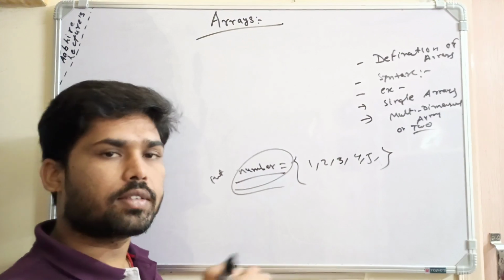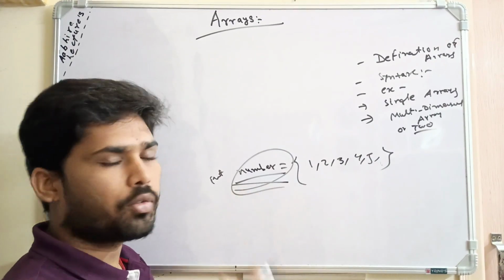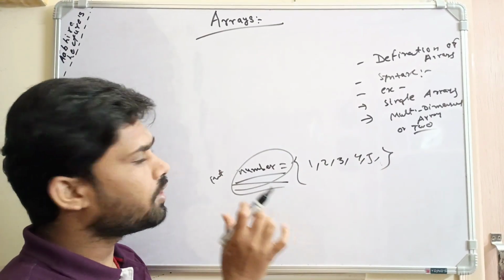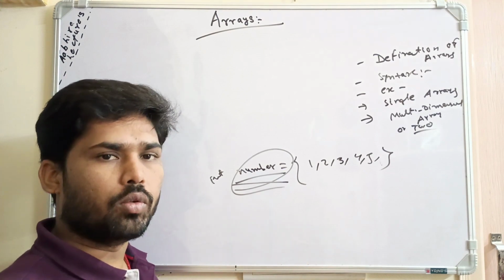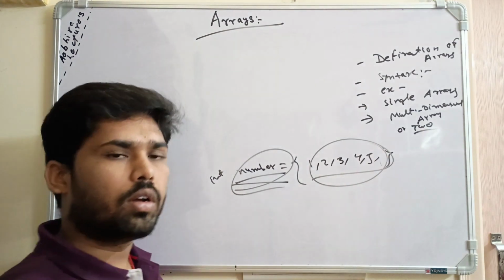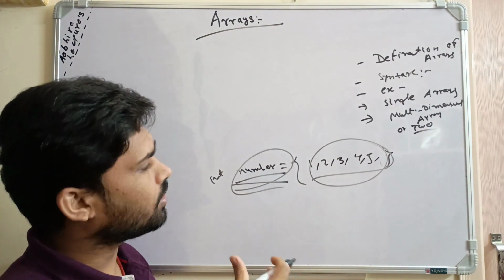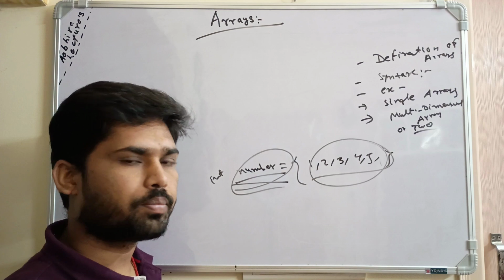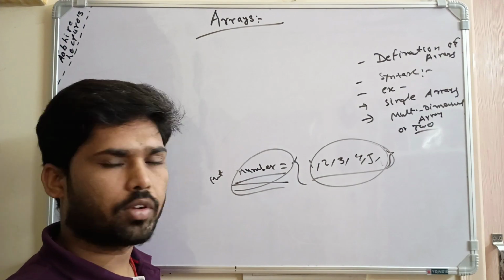And we can set it in a single variable. This is one type of variable, number. So in this we can store multiple values, or initialize multiple values. This is what we can say an array is. I hope you are clear.